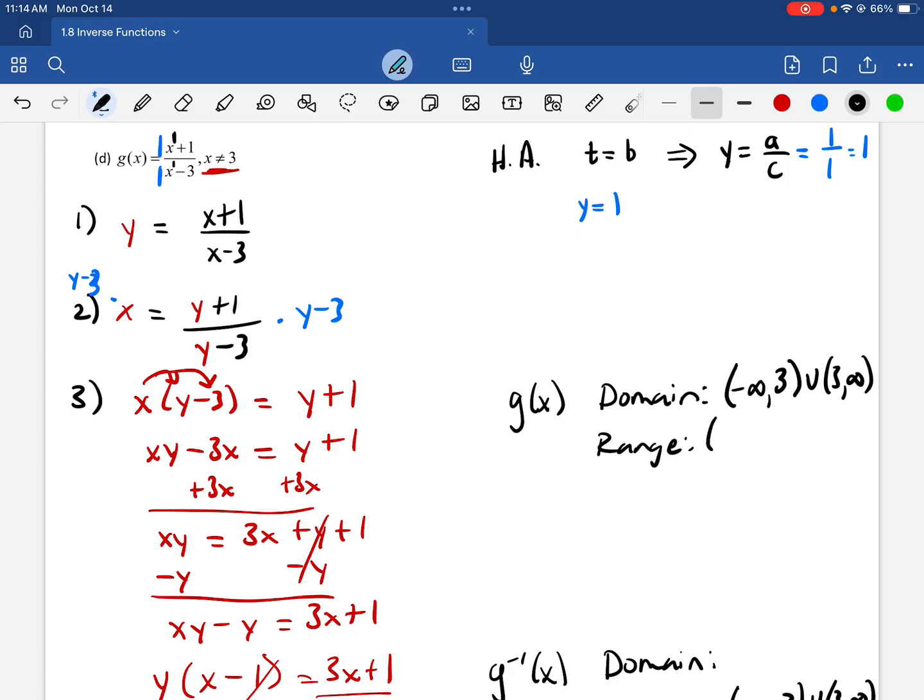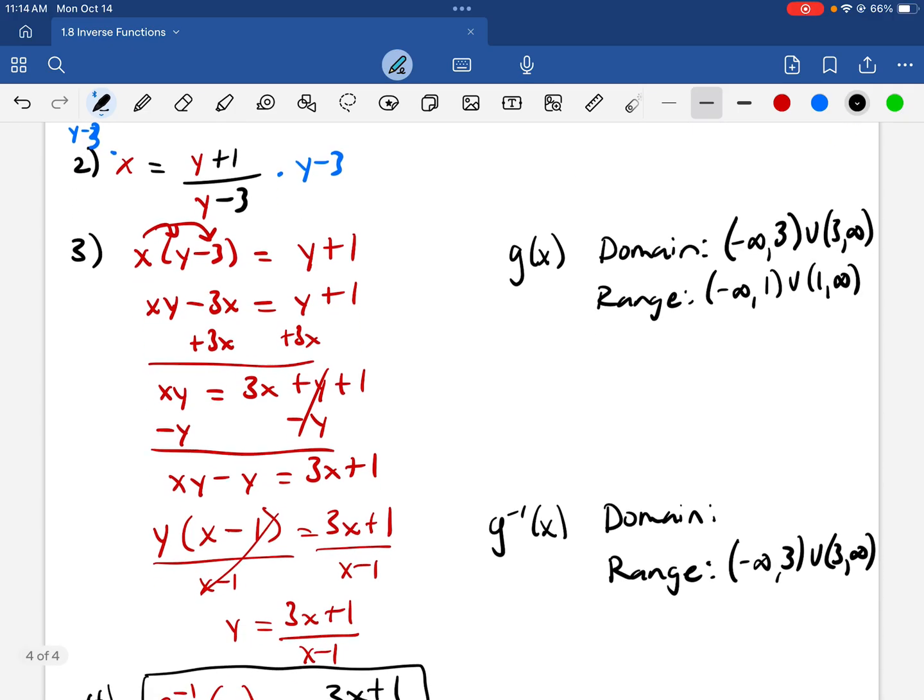So our range here is going to be from negative infinity to 1 union 1 to infinity, which then is also going to make the domain of the inverse negative infinity to 1 union 1 to infinity.